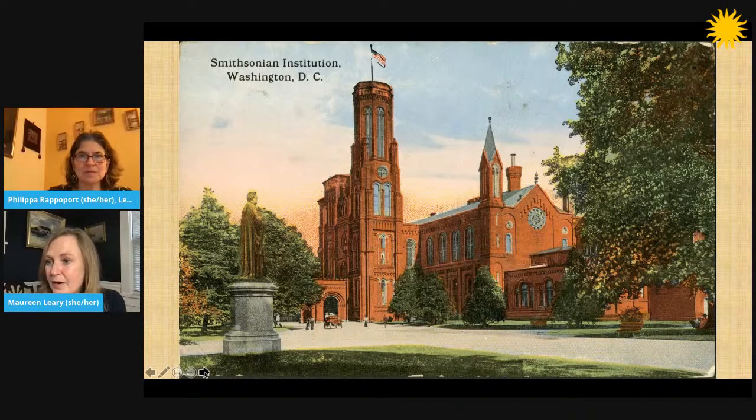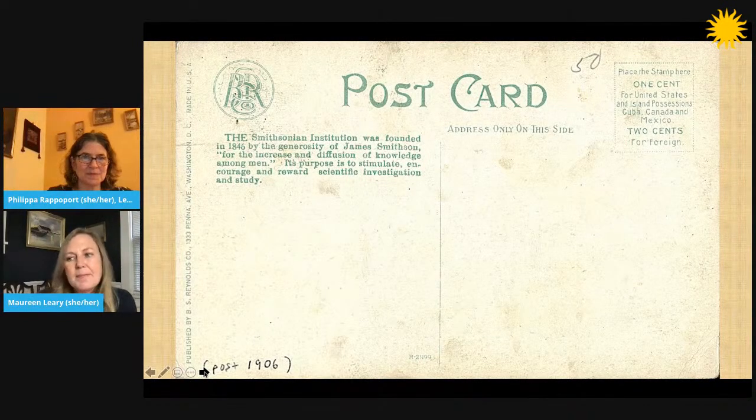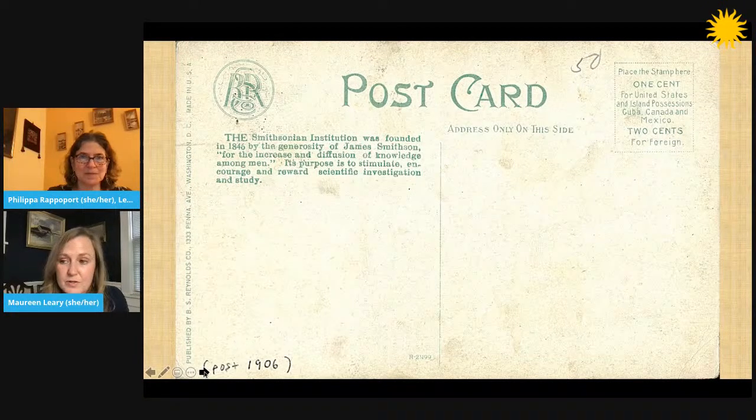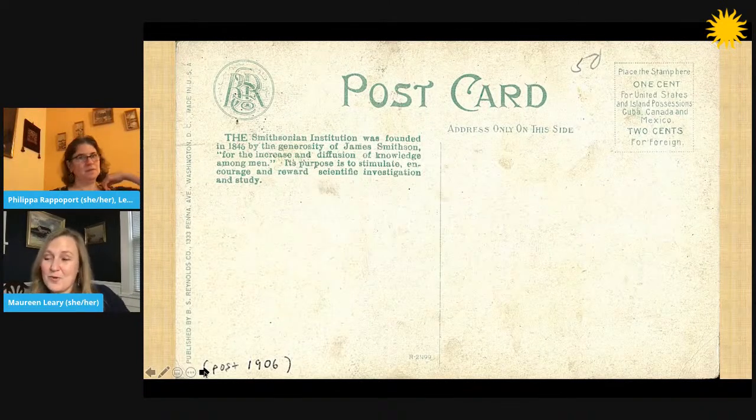But we can also look on the back and see what else we can find out. So you can see that there's some writing here on the top left. It gives us a little snippet of information about the Smithsonian, and that's typical of what you would find on a modern postcard. Usually you'll have a little bit of information on this side, and that tells you about the image on the front. But that actually wasn't always the case.